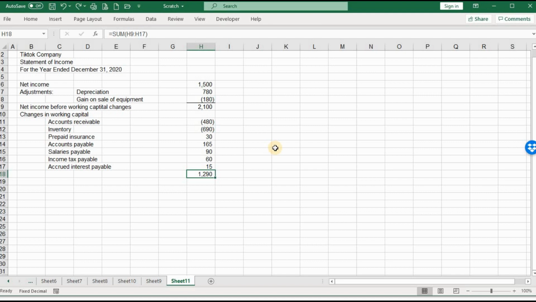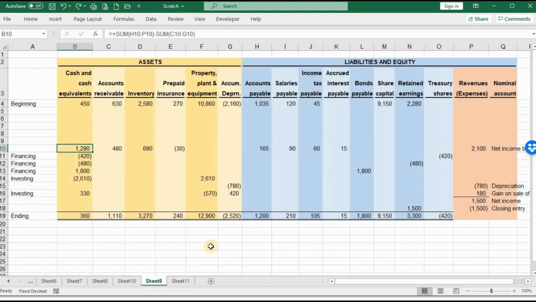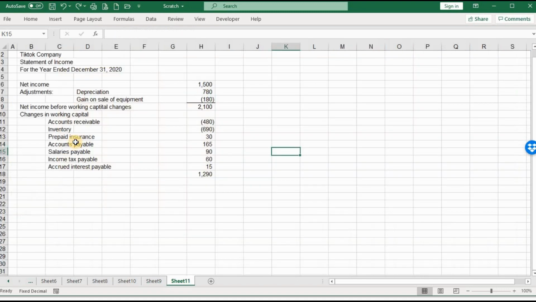So if you remember, the 1,290 pesos is our balancing figure here on our accounting equation. And what is the 1,290 pesos? This is the cash inflows from operating activities. Now, we're done with the cash inflows from operating activities. Let's proceed to investing activities.